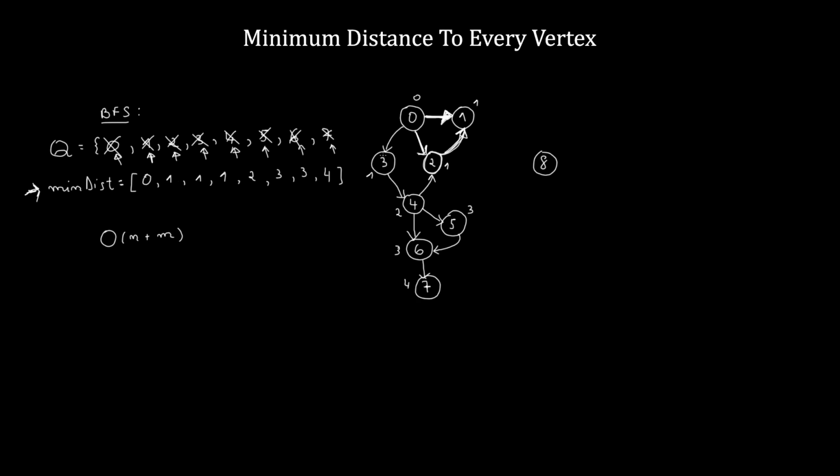The extra space complexity used by this algorithm will be big O of n, the number of vertices, because in our queue we will push n vertices and also we will have the min dist array. Now let's write the code.